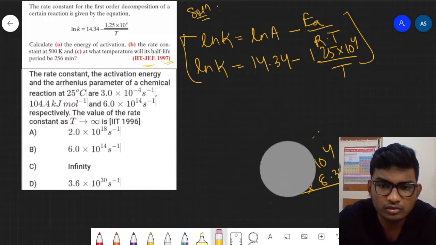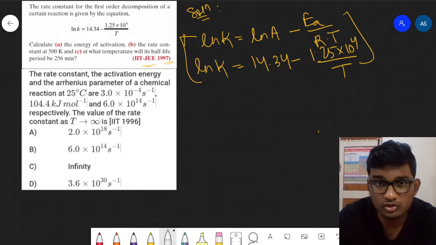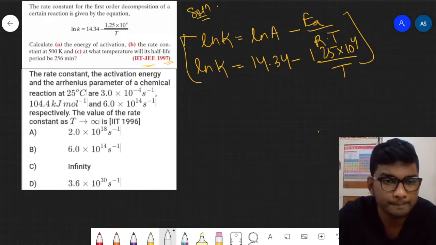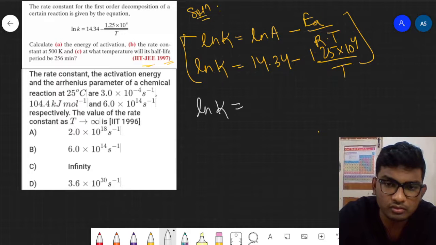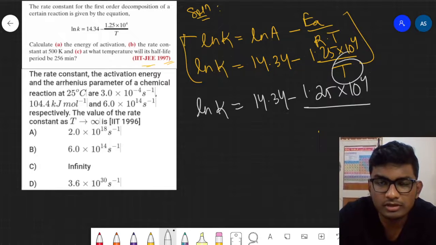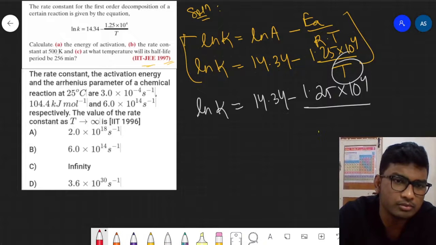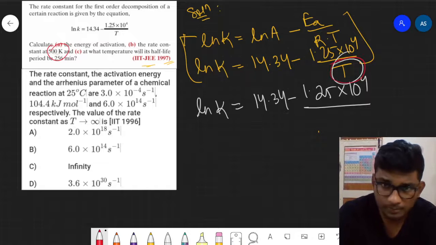It is also asking you to find the rate constant at 500 Kelvin. It's not degree Kelvin, it's only Kelvin. So you already have the formula they have given you. You don't have to think about anything else. Just in place of the temperature, they have asked you to find it at 500 Kelvin. They have given you a temperature.